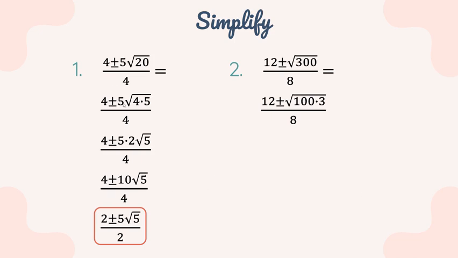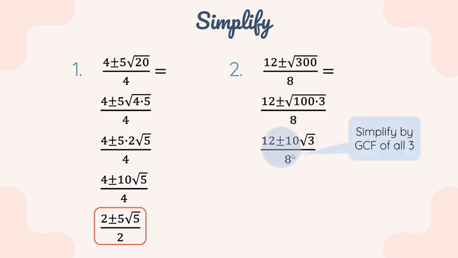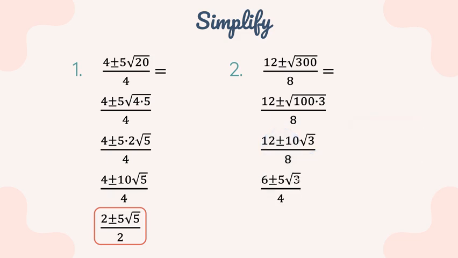Notice the difference here between the first example and the second example. The first example had a number outside the square root sign. Currently, I don't have a number. Well, really, I have a hidden 1 because 1 times anything is itself. So when I go ahead and pull out that plus or minus 10, I don't have to multiply it times anything like I did here. Now, looking at 12 plus or minus 10 times the square root of 3 all over 8, I can see that the three of them, 12, 10, and 8, have a GCF of 2 because they are all even. So I'm going to divide all three of these numbers by 2. So I get 6 plus or minus 5 times the square root of 3, all divided by 4.